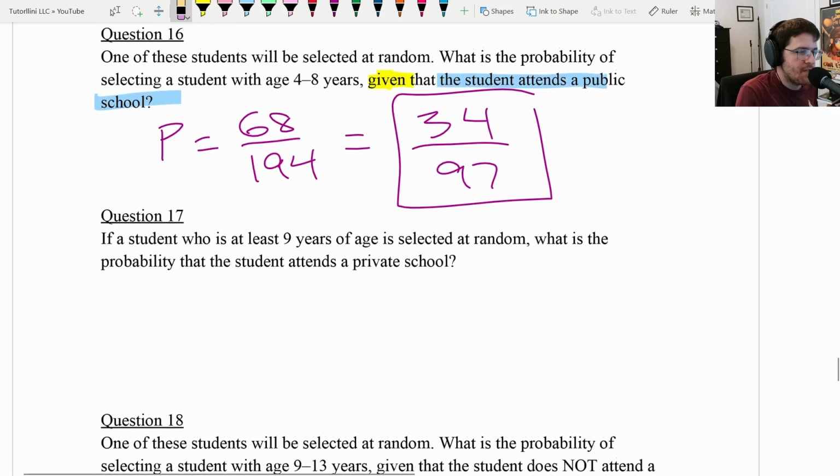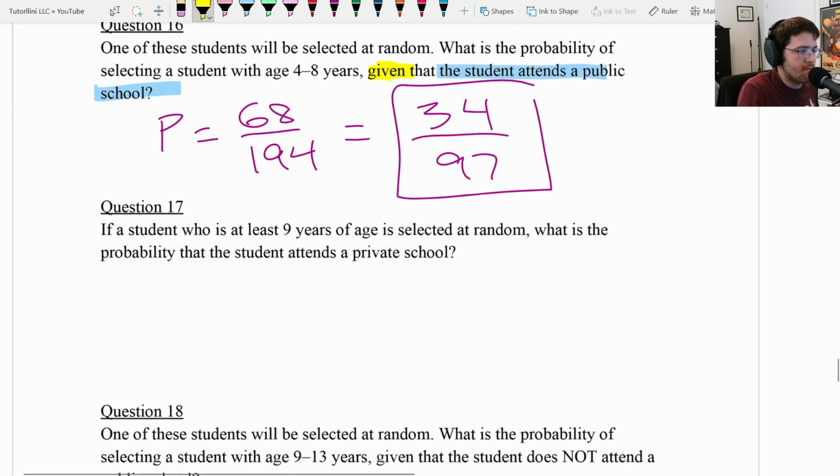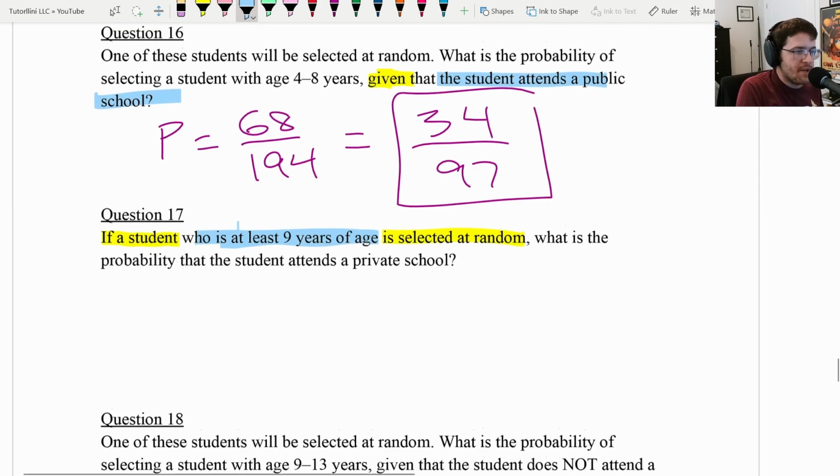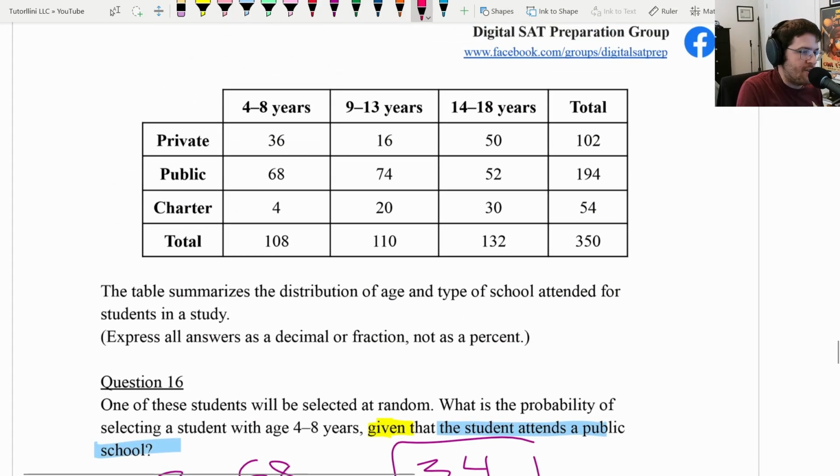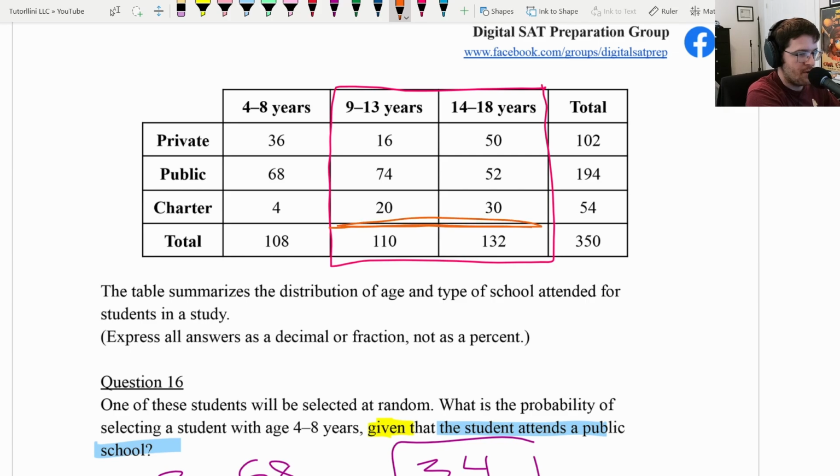Okay, question 17. So once again, we see some keywords here. If a student selected at random, the part in between tells us the target group, who is at least 9 years of age. So that could mean they're either in this row or they're in this row, the 14 to 18. That's at least 9 years of age. That's bigger. So I'm going to put a box around both of these columns. And again, just to kind of remind you, those are the totals at the bottom, guys. It gets confusing when you have more than one row or column.